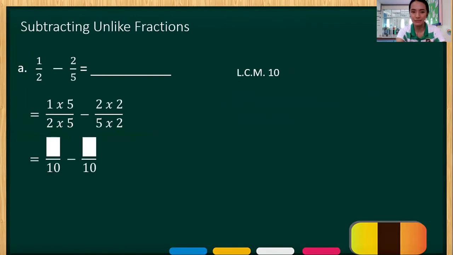What is the answer? So we have 5 and 4. Next, we will subtract the numerators. So the answer is 1 over 10.